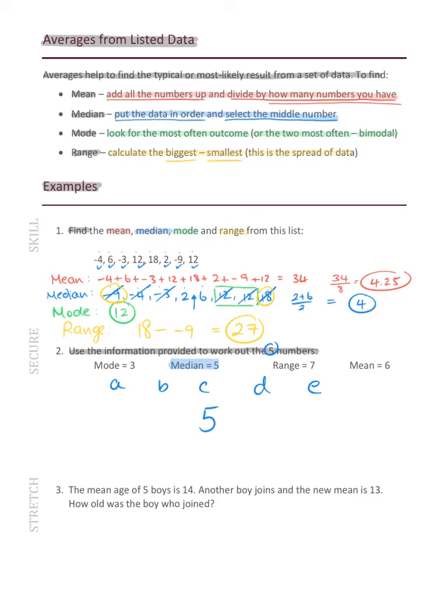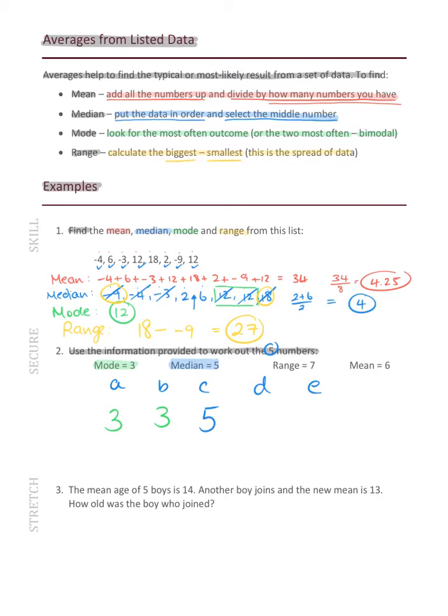The next thing I'm going to consider is the mode. The mode tells me that 3 is the most often number. So that means I have to have at least 2 lots of the number 3. And because these are in order, both of my 3's have to go down there. So I've got most of my numbers now. Well, I've got 3 of them.